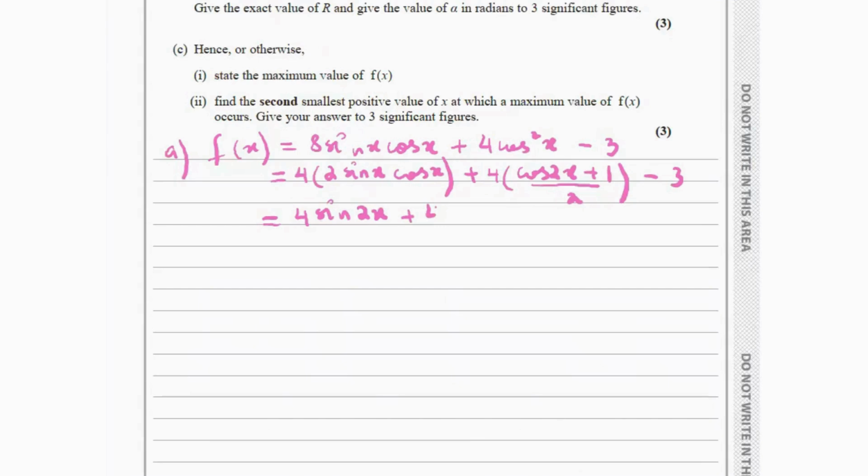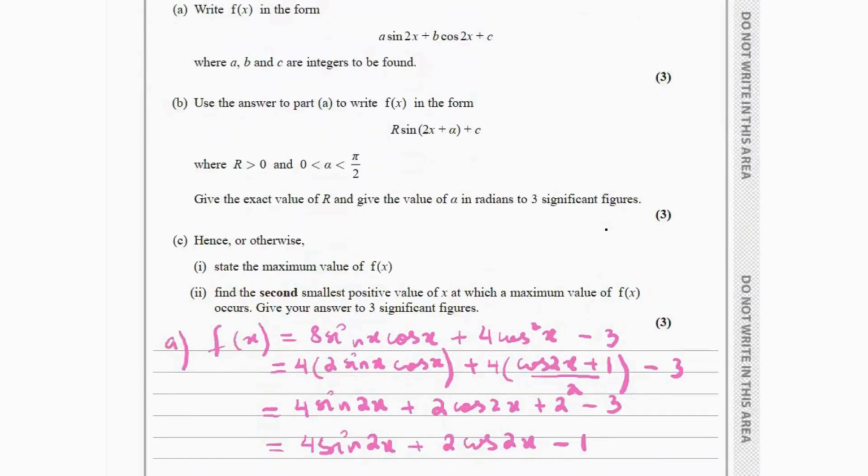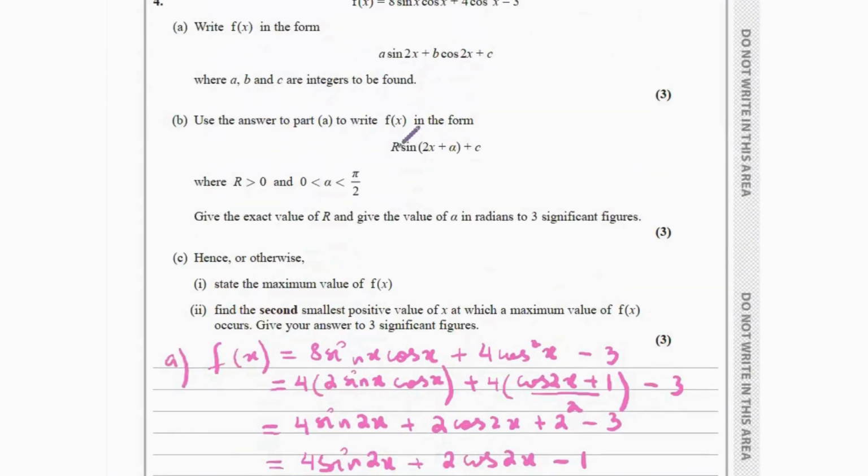And over here, when we simplify this, 4 divided by 2 is 2. So it's going to be 2 cos 2x plus 2 minus 3, which is going to be 4 sine 2x plus 2 cos 2x minus 1. That's your answer.